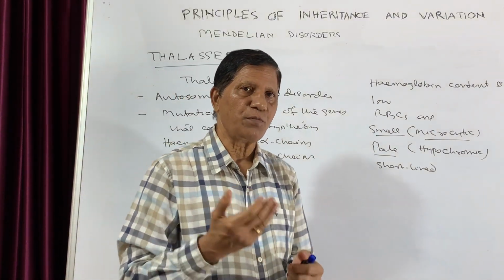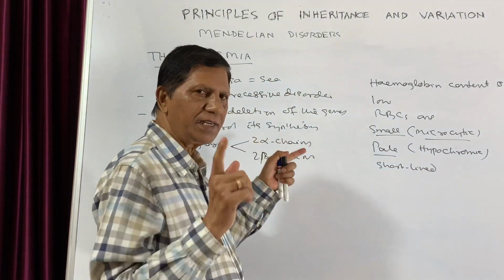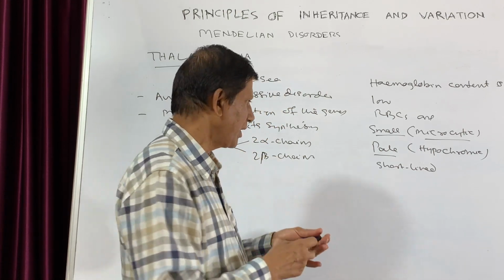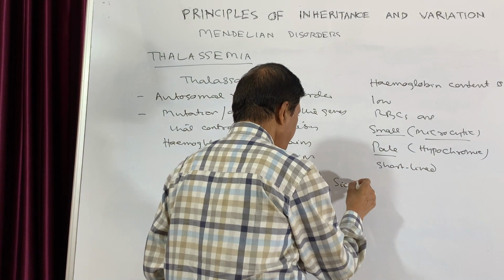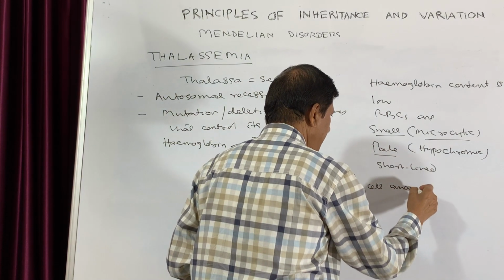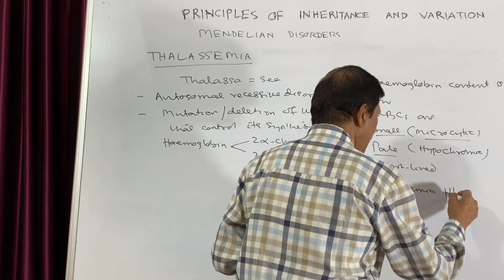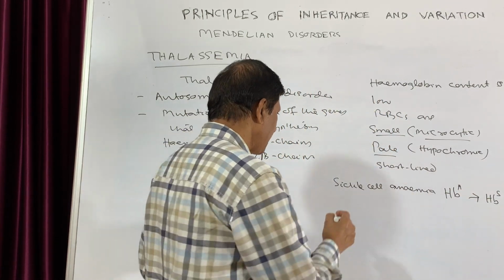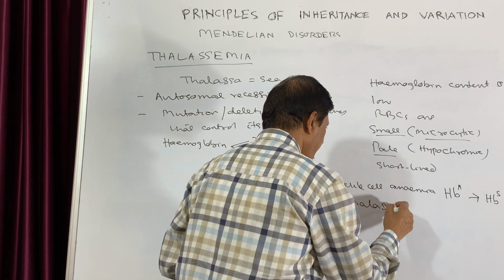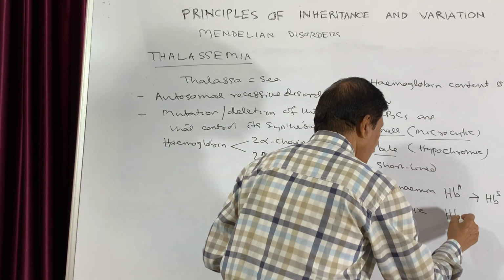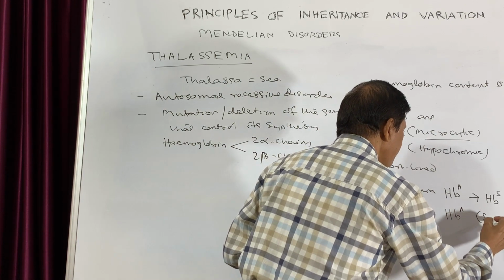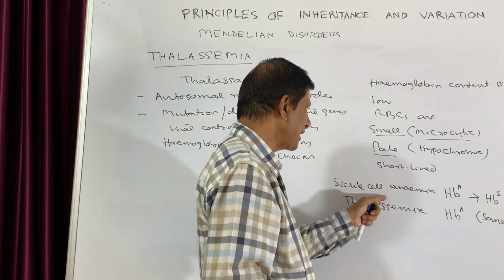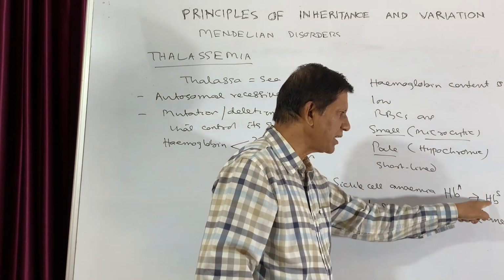Now, here one question comes to mind. We have discussed sickle cell hemoglobin, which is also due to hemoglobin. But what is the difference? In case of sickle cell anemia, the normal hemoglobin is converted to sickle cell hemoglobin. But in case of thalassemia, the normal hemoglobin is the same. Then why is the person suffering from the disease?